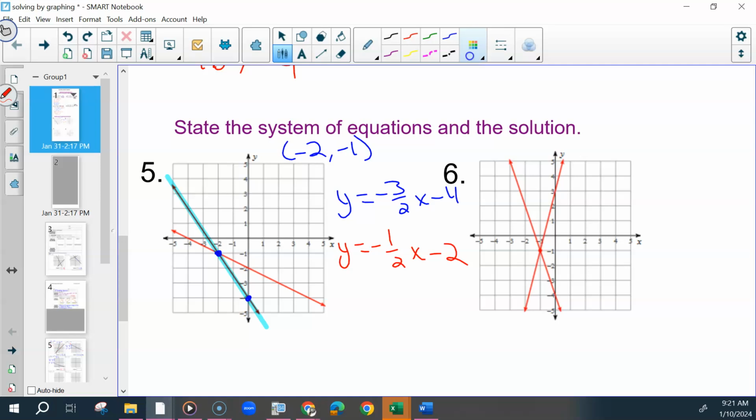So this is just doing the opposite of what we were already doing. Before we were given equations and had to graph and find the solution, and now you're given the graph and have to state the equations and find the solution. Questions on that? Now go to the very last page.